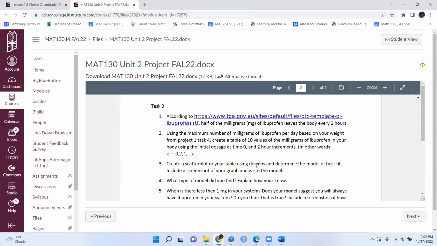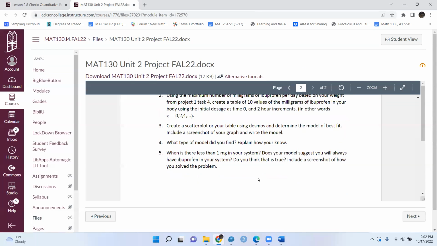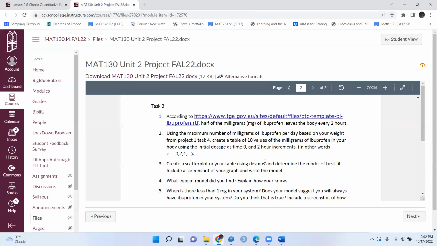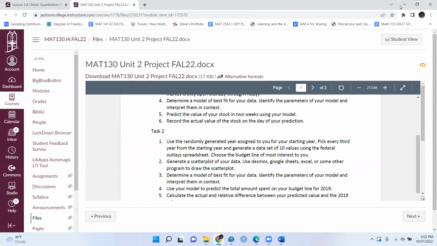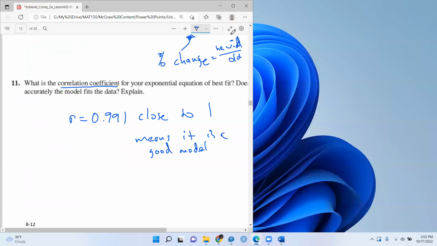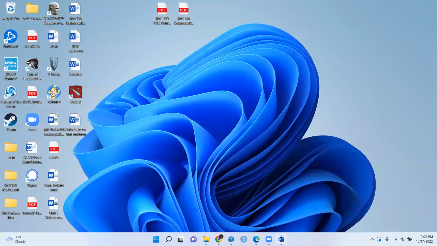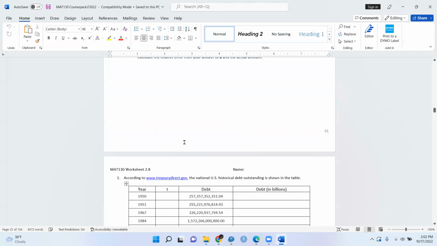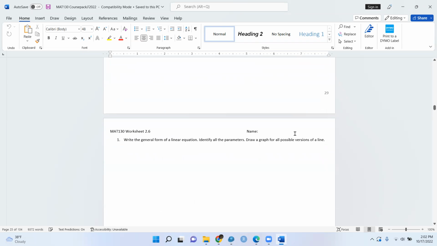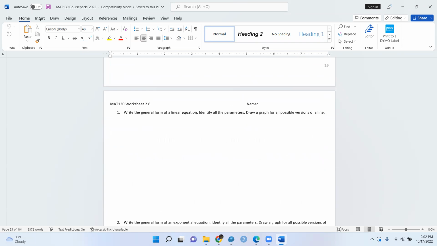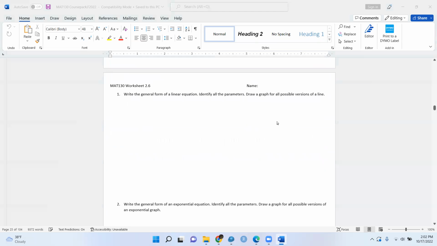This is what the third task looks like. So you're using your information from project 1 to create a table of values and do some modeling here. So let's take a look at the 2.6 worksheet for starters. And I was going to write this stuff up for everyone anyways.